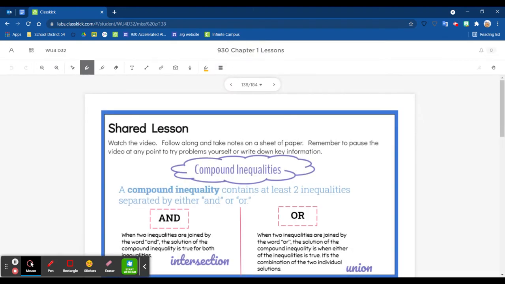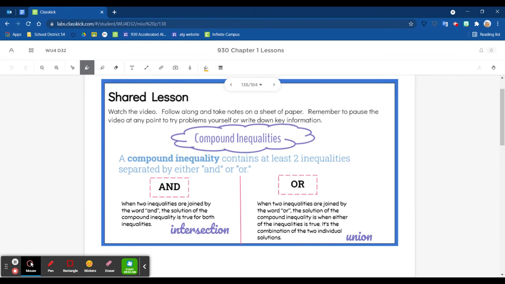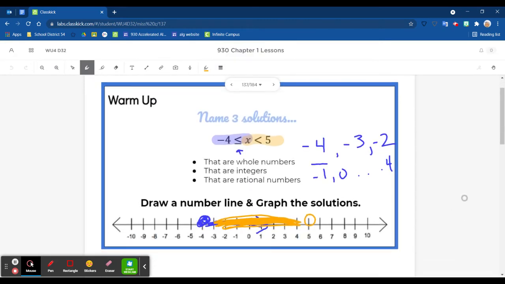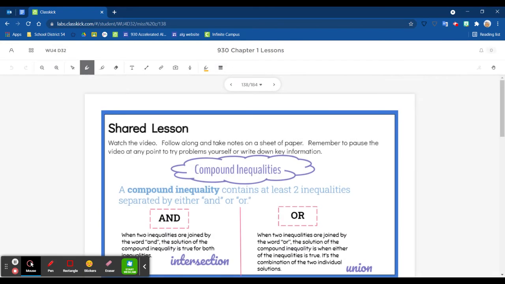So when we talk about compound inequalities, these are inequalities that contain at least 2, and they're separated by an and or an or. So our last example, this is an and. X is greater than -4 and less than 5. It's combined together. When we shade, it overlaps.